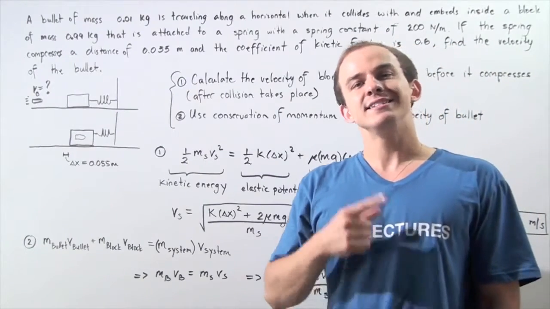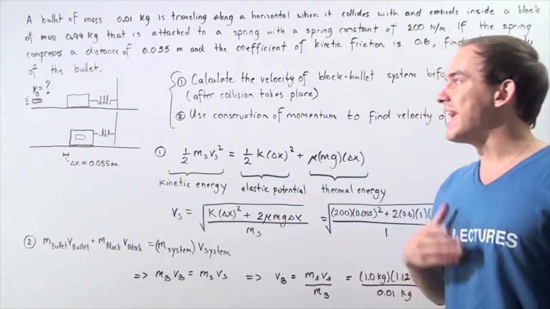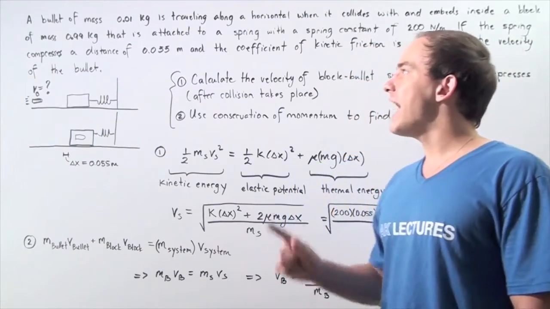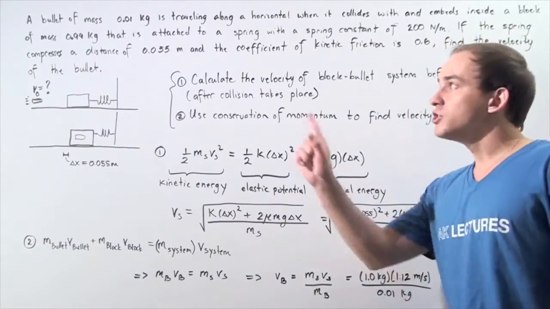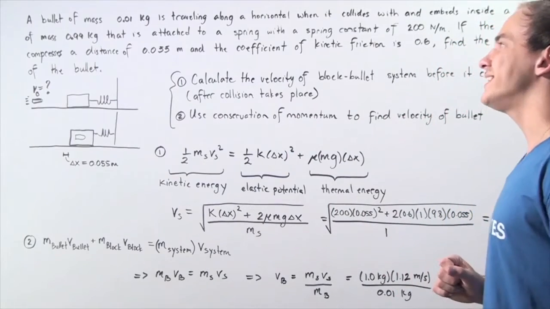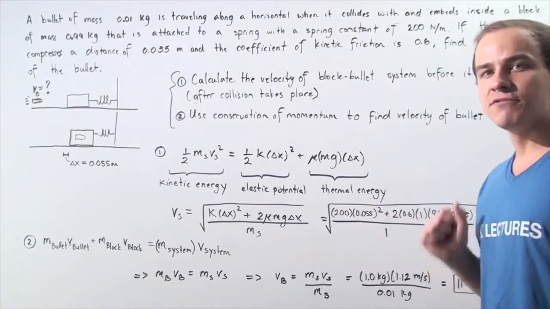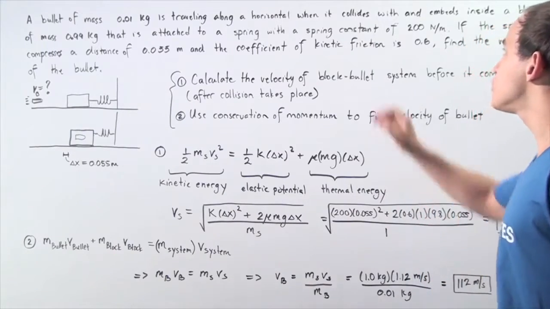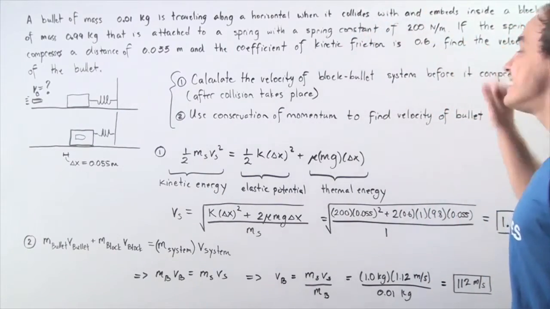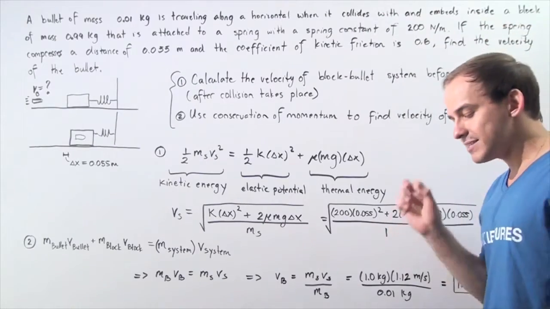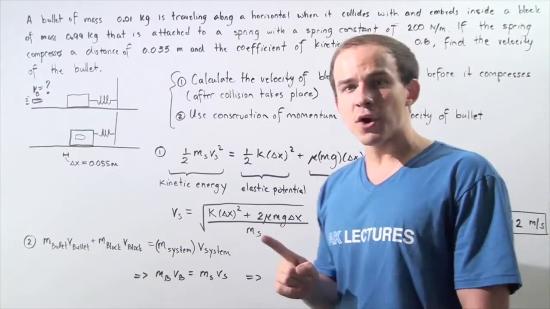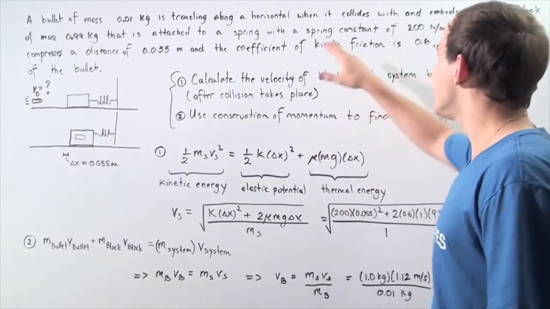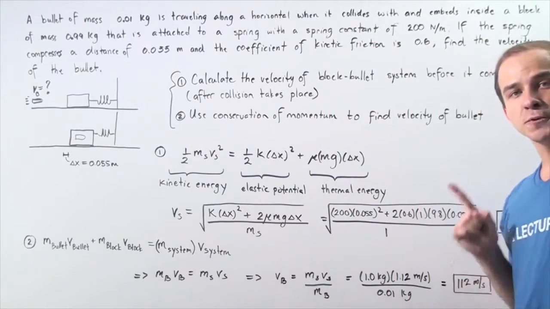So let's look at a second example that deals with a completely inelastic collision. Let's suppose that we have a bullet of mass 0.01 kilograms that is traveling along a horizontal axis when it collides with and embeds inside a block of mass 0.99 kilograms that is attached to a spring with a spring constant of 200 newtons per meter.